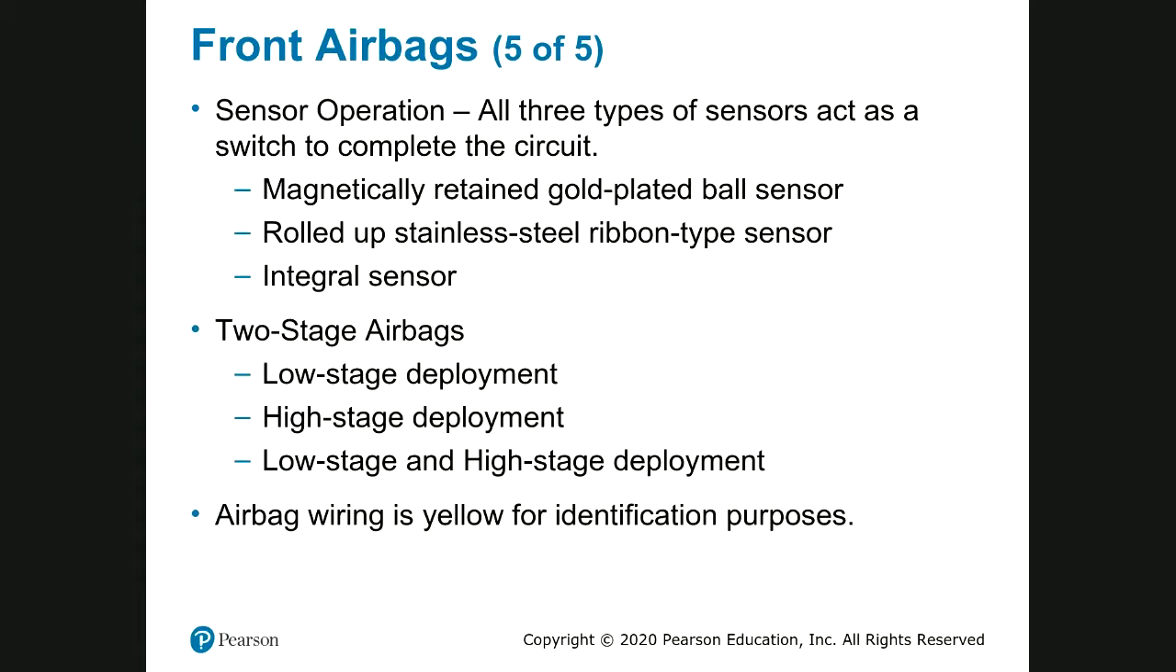The next thing is a rolled-up stainless steel ribbon-type sensor, and it is literally like a party favor. It unrolls and does this right here. Same thing, you have two wires, or two pieces of metal, right there on the end of it, and as the weight and momentum of that stainless steel ribbon-type sensor unrolls, it'll touch those two plates of metal and actually complete that circuit. So be aware of that.